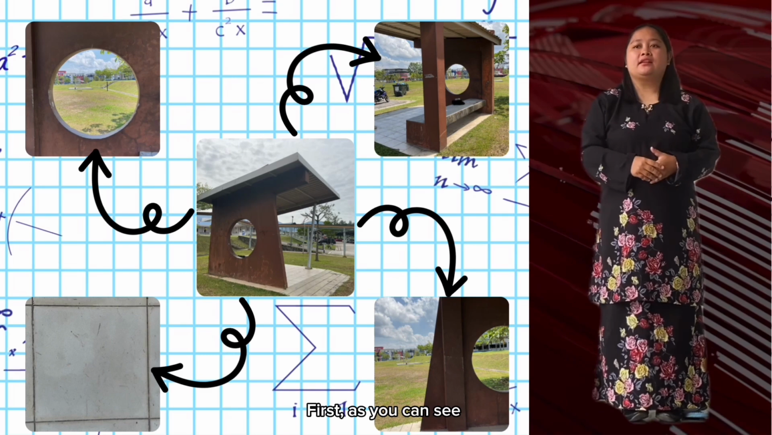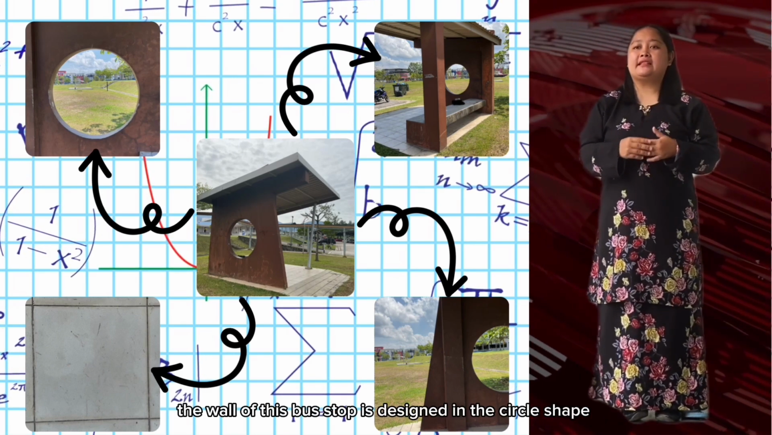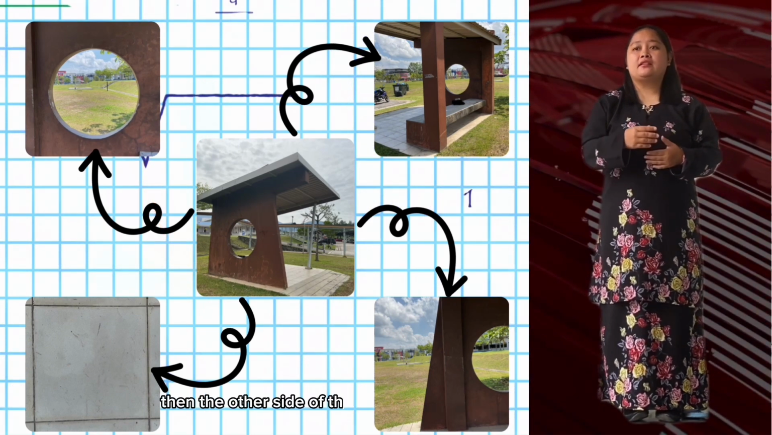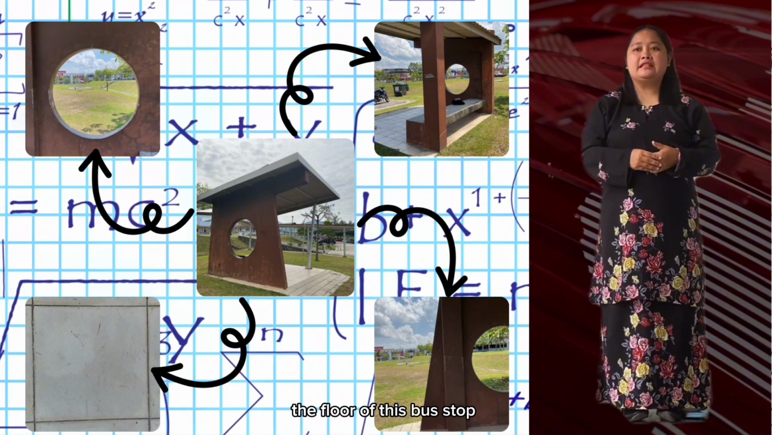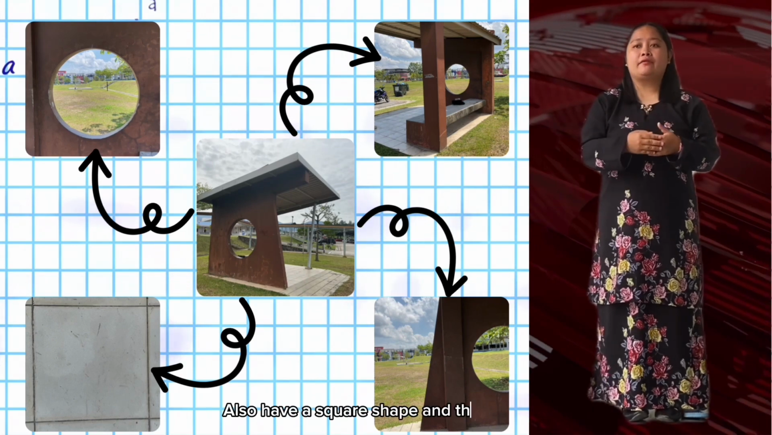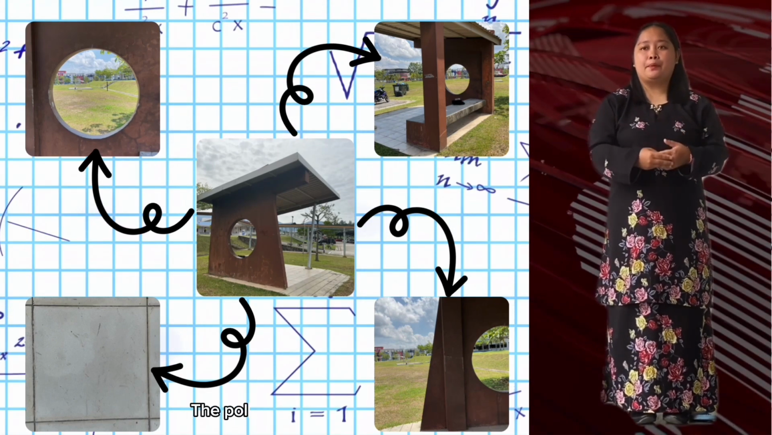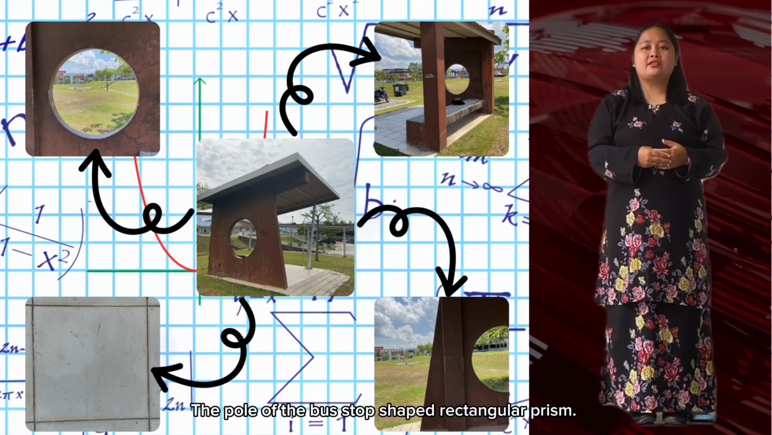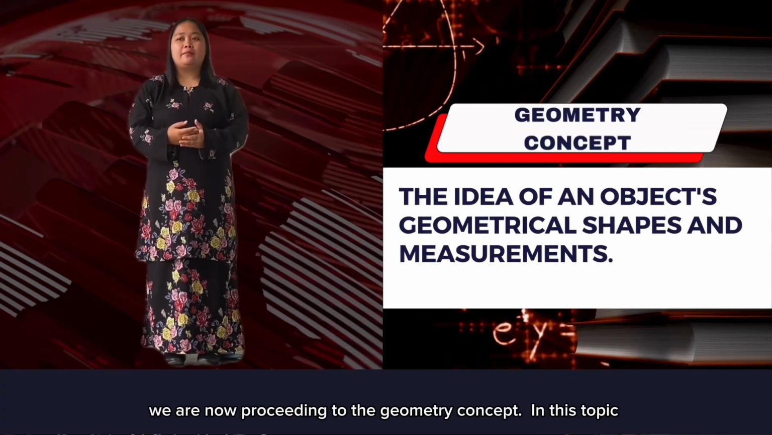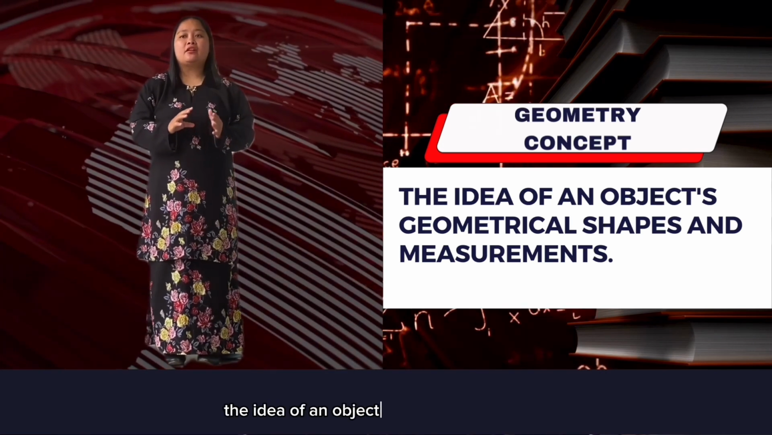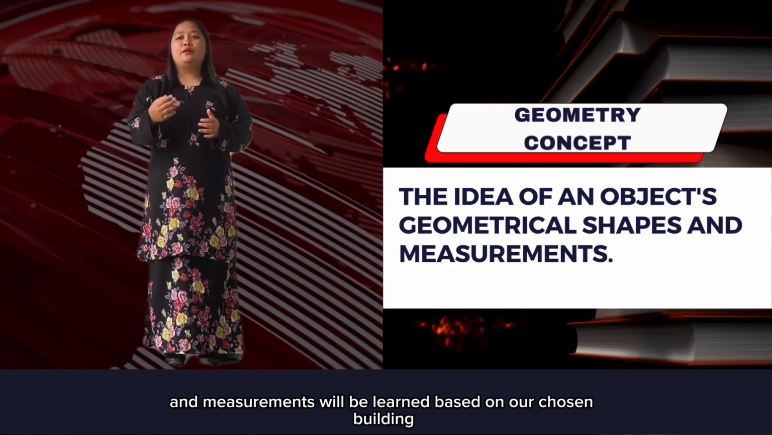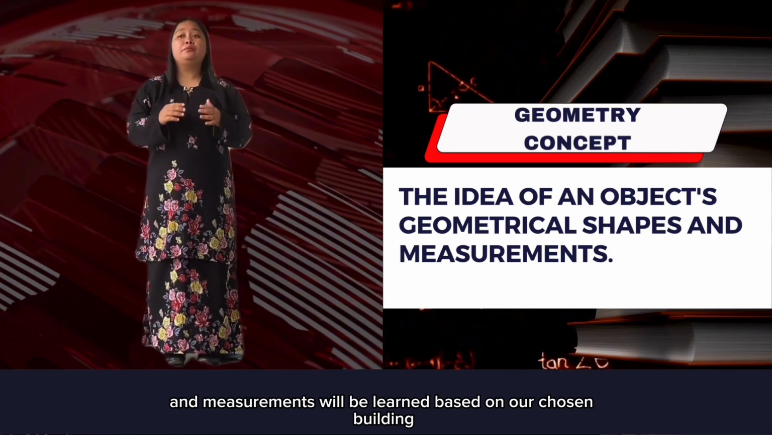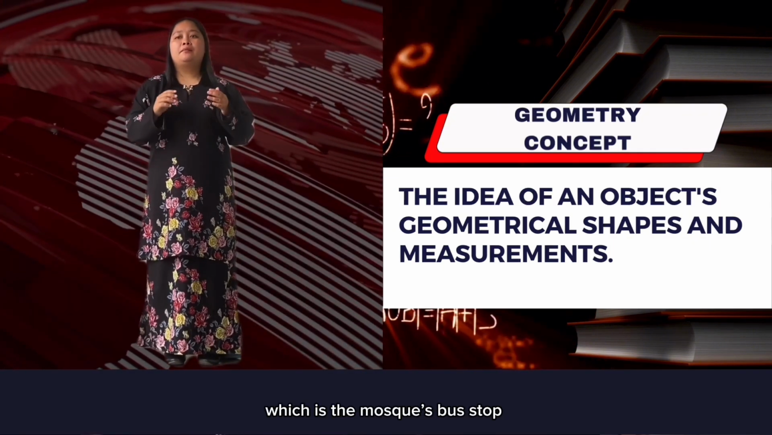First, as you can see, the wall of this bus stop is designed in a circle shape. Then the other side of the wall also has a right triangle shape. The floor of this bus stop also has a square shape, and the last one, the floor of the bus stop, is a rectangular prism. We are now proceeding to the geometry concept. In this subtopic, the ideas of geometry, curve, shape, and measurement will be learned based on our chosen building, which is the mosque bus stop.